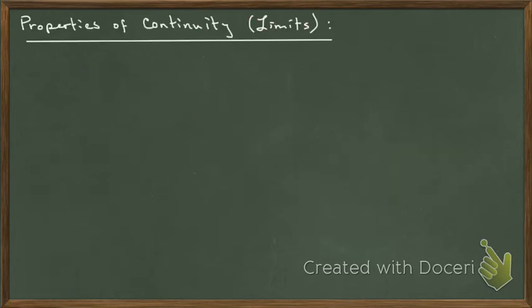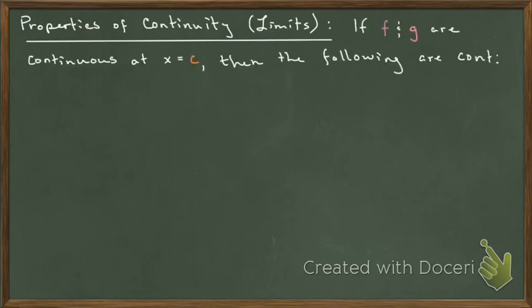I want to bring about the properties of continuity here, and these are going to extend from our properties of limits. We're not going to see anything too drastically different from what we're used to here. So let me lay down the ground rules here. If f and g are continuous at x equals c, then the following functions are continuous.